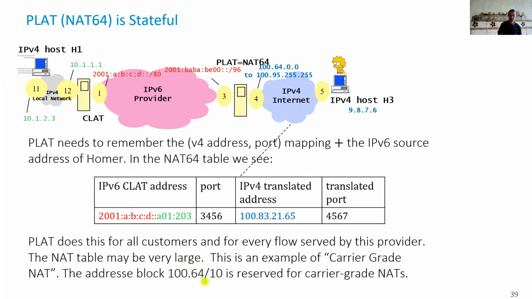The address block 1.64/10 is in fact reserved for exactly this use here. We don't use 10.something addresses, in order to make sure we never get collisions with the customer addresses. So this block is reserved for these translations, and then it's private to this carrier. So Swisscom may reuse the same block as Sunrise, because they will do this only inside their domain.